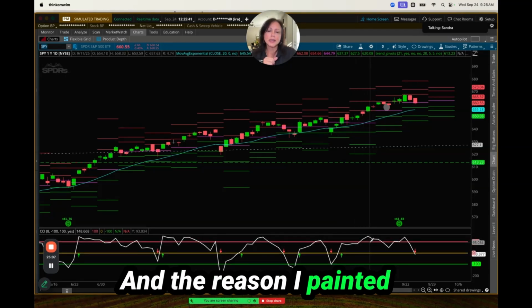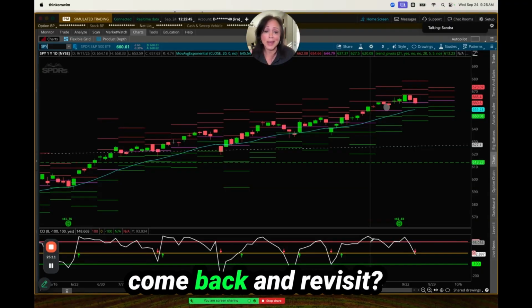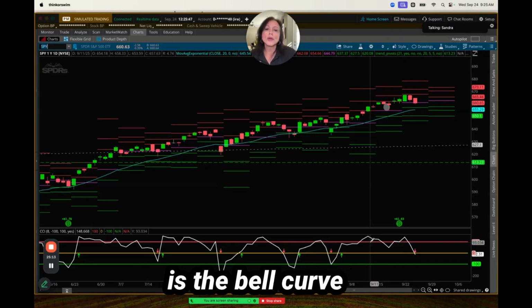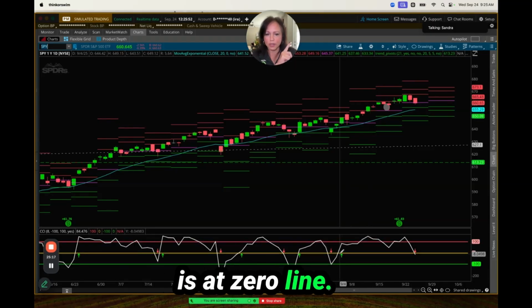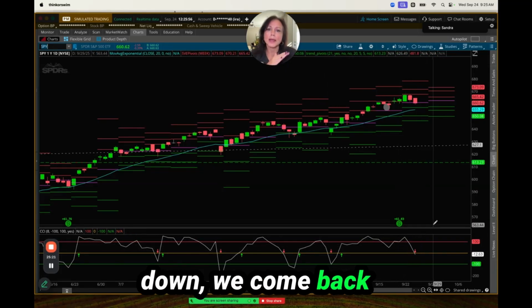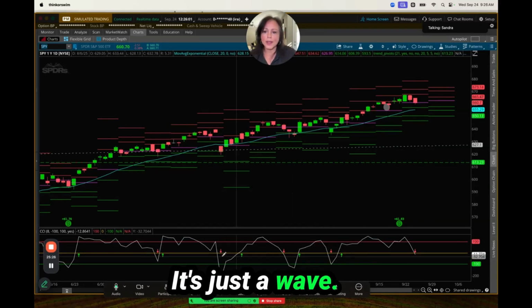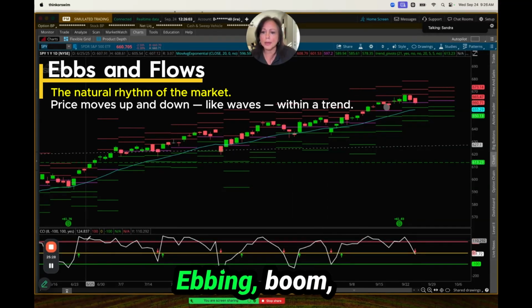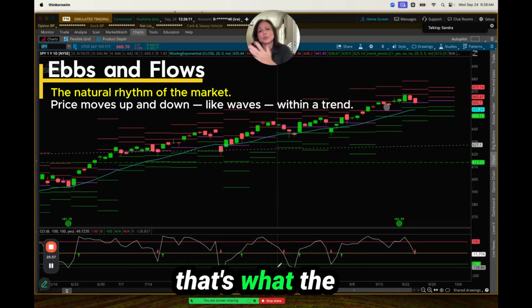And the reason I painted this red is because how long can we stay up here before we come back and revisit? What is the bell curve for momentum? The bell curve on momentum is that 0 line. So we come back up, we come back down, we come back up. Doesn't this look like a wave? It's just a wave, ebbs and flows. Ebbing, boom, come back down. Ebbing, come down. That's what the market does.